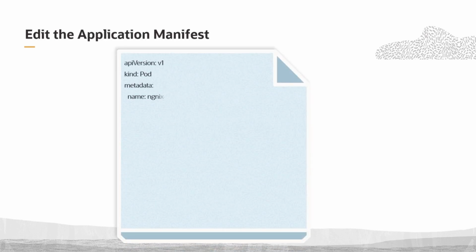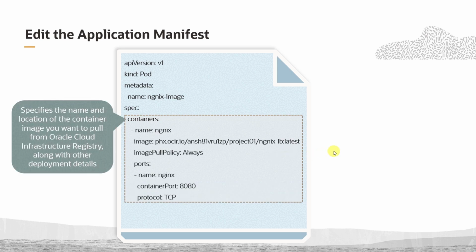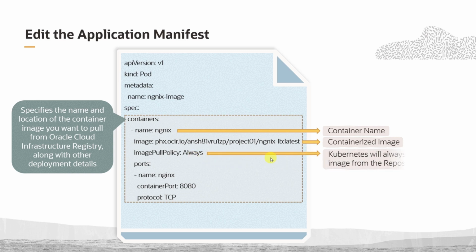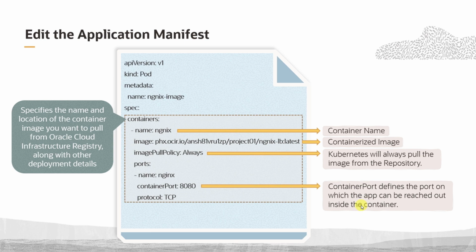Moving on, to specify the image to pull from Oracle Cloud Infrastructure Registry along with Docker secrets to use during the deployment of an application to OKE cluster, we must open the application's manifest file in a text editor, add a container section that specifies the name and the location of the container you want to pull from the OCIR repository, along with other deployment details like image pull policy and ports definition.